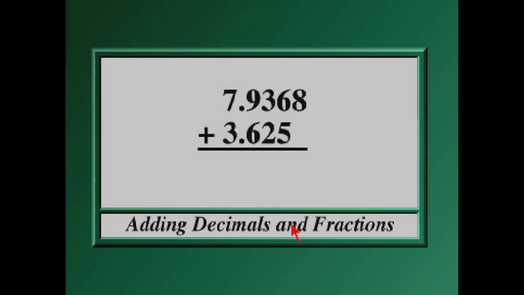Align the decimal points and digits, keeping the tenths under tenths, etc. Add zeros to lessen errors. Add as usual.